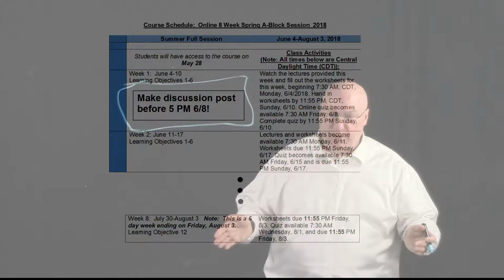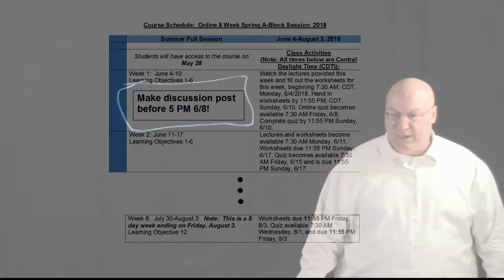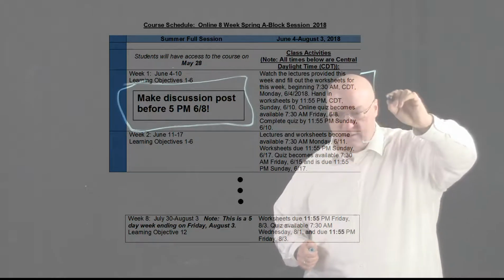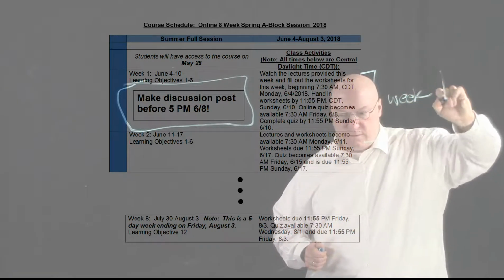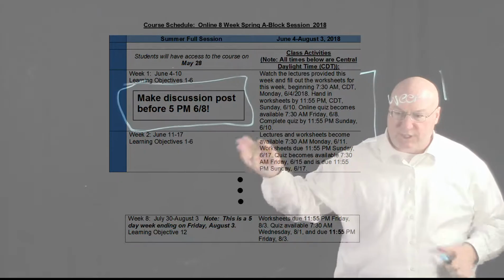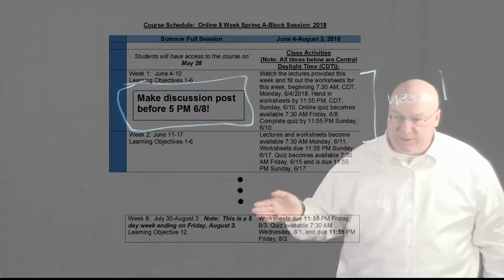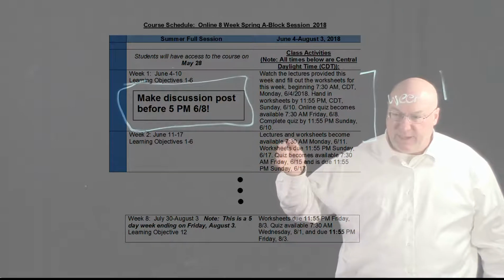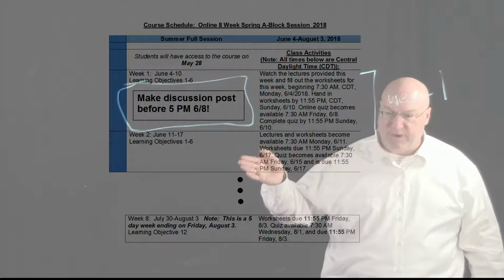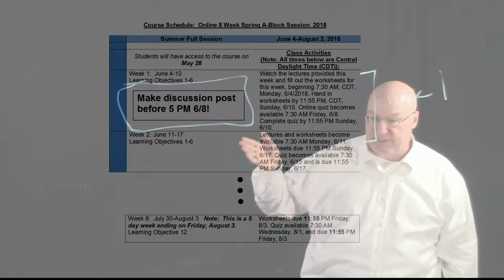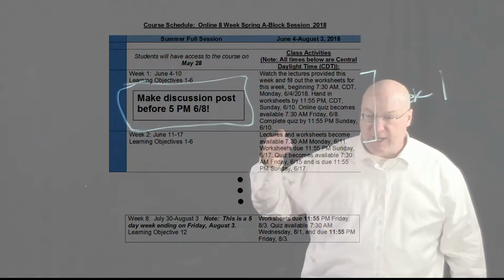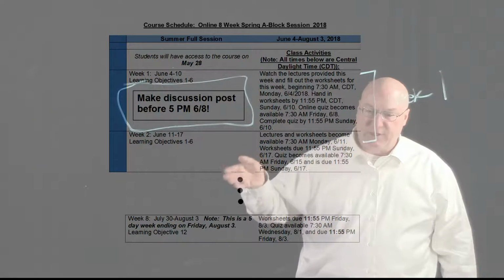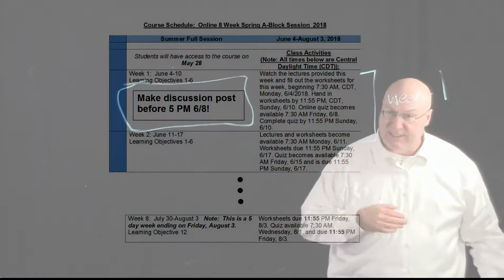So how is this going to work? Well, you can see right here, here's the first week, week 1. It says watch the lectures provided this week, fill out the worksheets, and hand in the worksheets by 11:55 p.m. Sunday, Central Daylight Time. That's the 10th of June. And then the online quiz becomes available at 7:30 a.m. Friday, and you have to complete it by 11:55 p.m. Sunday. So that's what you have to do.